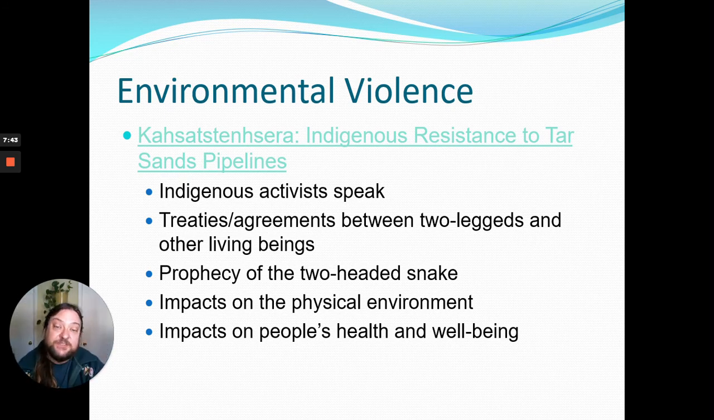So there's a reference back to early on in creation. There were agreements between two-leggeds and other living beings, just like there are agreements between different groups of humans. This person made an analogy with treaties. And there's also mention of a prophecy of a two-headed snake that they link to pipelines. When we talk about stories, they're not just fluff, they contain very important information about the world that gets transmitted orally from generation to generation. This is something that comes up a lot, and there's a link with a lot of this that's made.